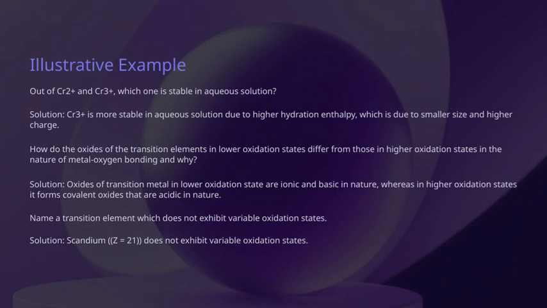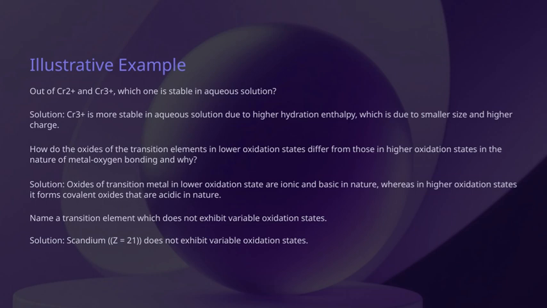Let's start with the solution. Scandium, which has the atomic number 21, does not exhibit variable oxidation states. Now, can anyone think of a transition element that also doesn't show variable oxidation states? That's right, many of the earlier transition elements tend to have a fixed oxidation state.